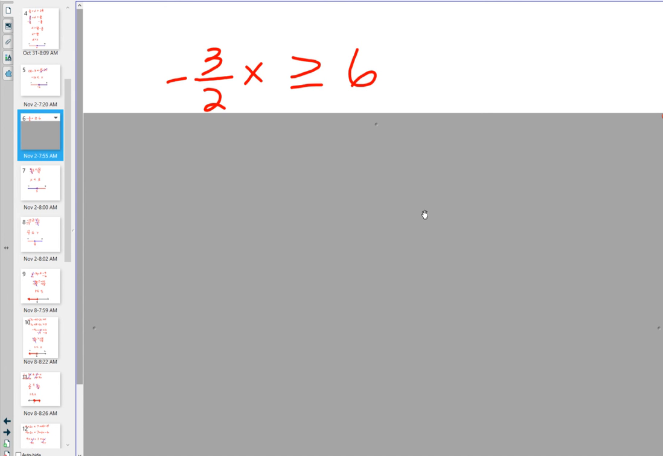Sam, any idea? No way, Rose. Bryce? No. Sarah? No idea how to cancel when you're multiplying by a fraction? You make it a fraction.